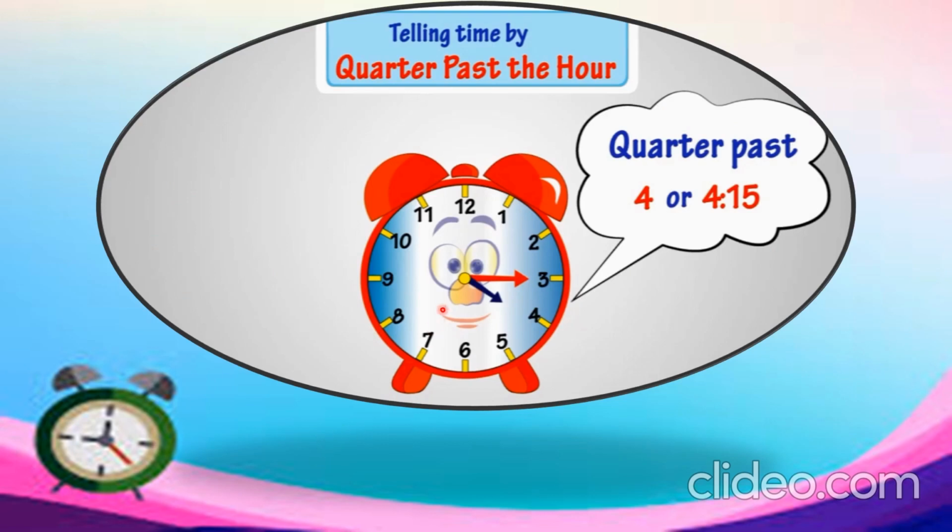Here, the short hand is pointing between 4 and 5. That means it is 4 hours. The long hand is pointing towards 3. That means it is 15 minutes. 15 minutes we can also call quarter past. So this can be written as quarter past 4 or 4:15.